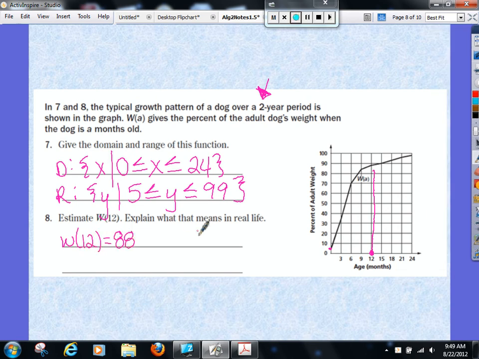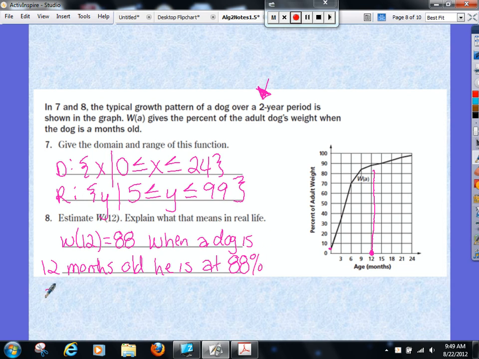What does that mean? Well, this is months. So when a dog is 12 months old, be specific here, then we're talking about percent of his adult dog's weight. He is at 88% of his adult weight. And that's what I have for this.